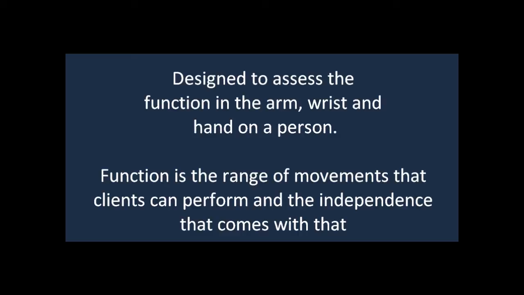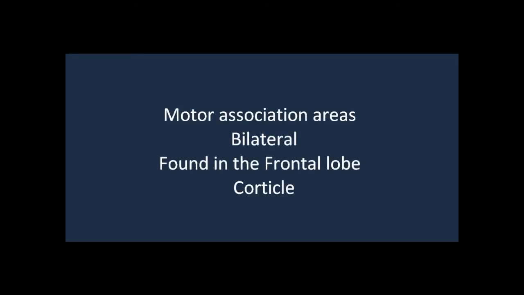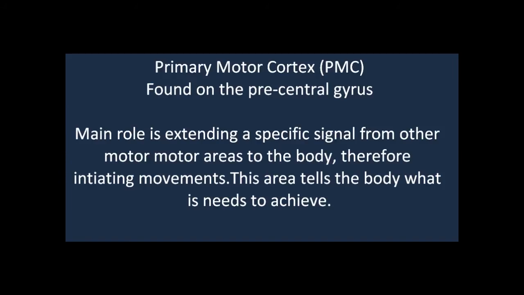Function requires movement, and movement of the body requires processing in areas of the brain. These areas are called motor association areas. They are present in both hemispheres, making them bilateral, and they are all found in the frontal lobe of the cortex. The main motor association area is the primary motor cortex. This is located on the precentral gyrus. This area is responsible for initiation of movements that are voluntary.